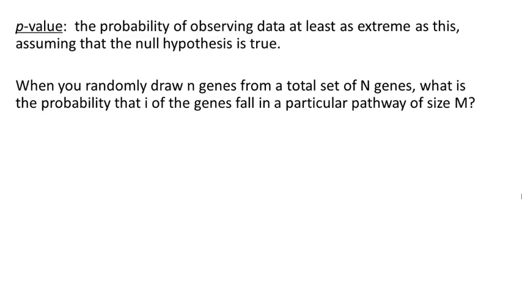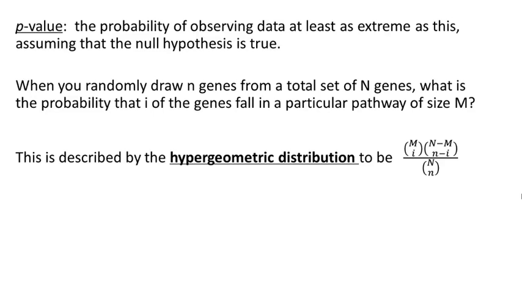Again, the null hypothesis means that there is no real signal in your gene set. The gene set you got from your previous experiments only happened by random chance. So when you randomly draw n genes from a total set of big N genes, what is the probability that i of the genes fall in a particular pathway of size big M? This is described by the hypergeometric distribution to be this formula over here.